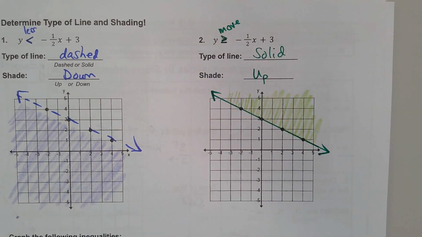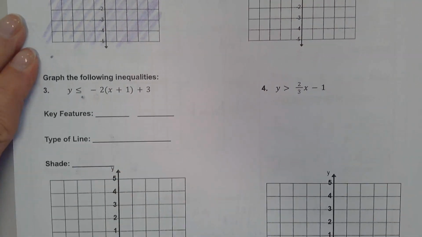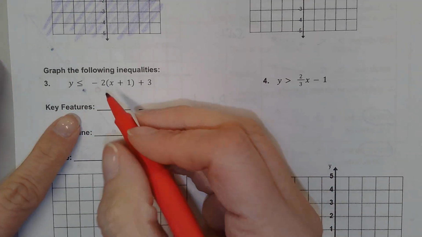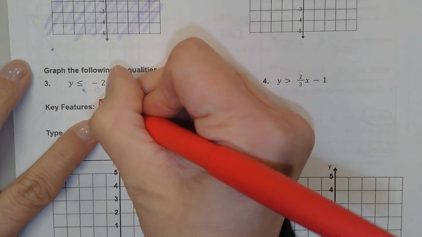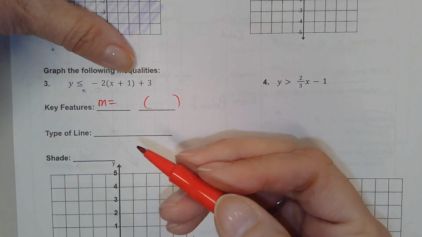And there is the solution region. Let's practice this from start to finish. Here is point slope. Okay? When you have y equals, we're going to have a slope and a point. What is the slope of this line?